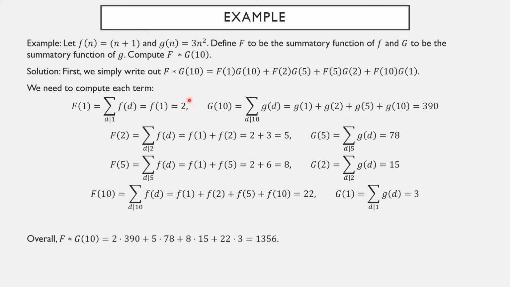Now altogether, I have 2 times 390 plus 5 times 78 plus 8 times 15 plus 22 times 3. Just going back to this original way we wrote out the Dirichlet convolution, capital F star capital G of 10. And now we compute this whole sum and we get 1356. Okay, not the most fun problem we've ever done, but relying only on definitions, we were able to kind of hack through it.